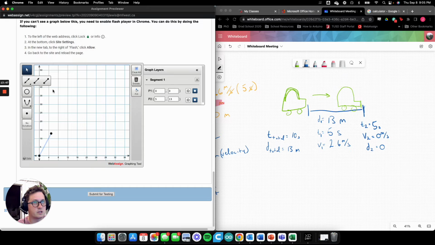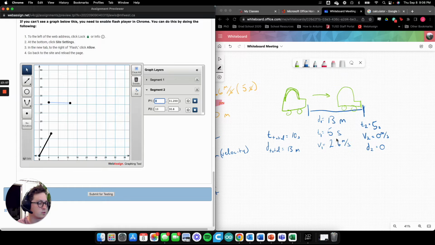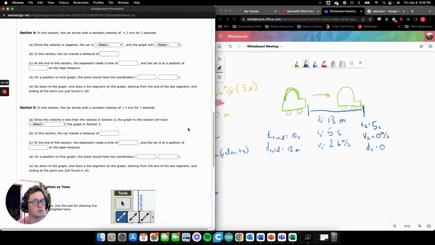All right, so I need to lay down a second segment here. Segment 2, point 1 needs to be the same as this because segment 2 starts at the end of segment 1. So 5, 13. And segment 2 ends at 10, 13. Okay, so there we go. So we can see the positive slope and the flat line. Okay, so far so good.